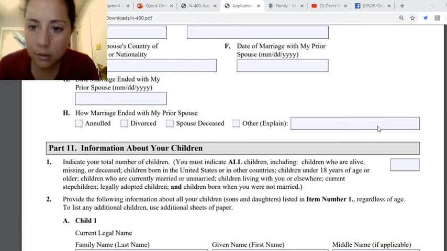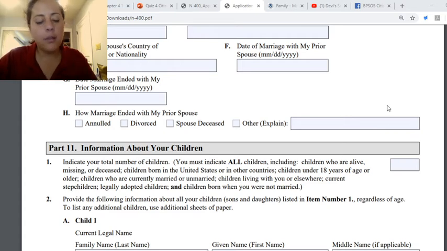And letter H, how the marriage ended with your prior spouse. So how did the marriage end with your prior spouse? Again, if your current husband or wife, which means right now, had a prior marriage, they are filling out how the marriage ended. If you had a prior husband or wife, you are filling out this answer for yours, so of the previous, prior, before. So was it annulled, canceled? Did you divorce? Or did your prior spouse pass away? So that was part 10.